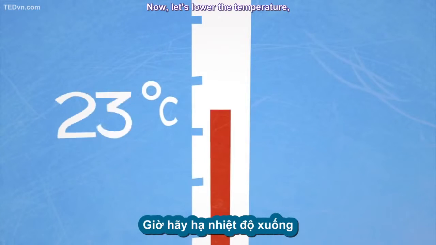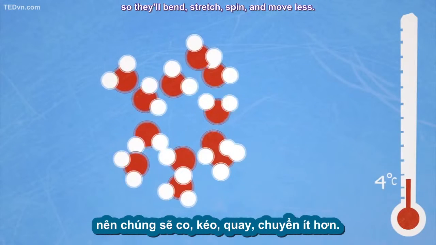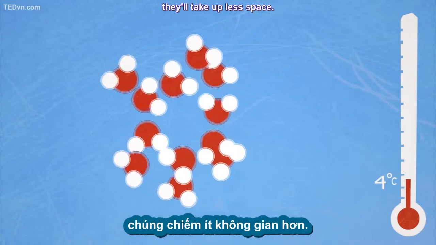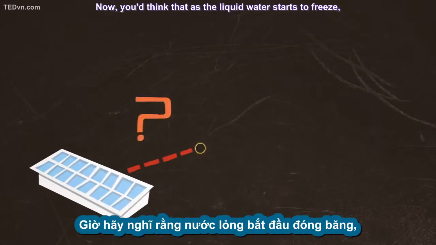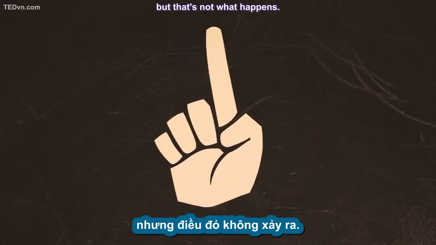Now, let's lower the temperature, which will reduce the amount of kinetic energy each of these molecules has. So they'll bend, stretch, spin, and move less. And that means that on average, they'll take up less space. Now you'd think that as the liquid water starts to freeze, the molecules would just pack together more and more closely. But that's not what happens.